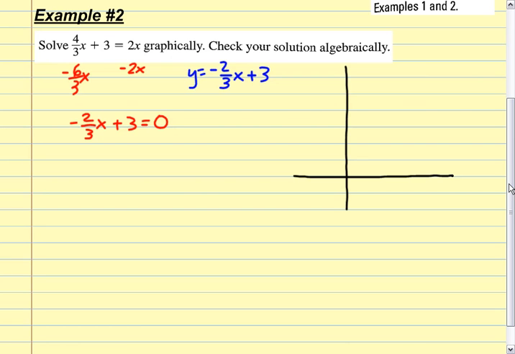So 1, 2, 3, 4, 5, 6. 1, 2, 3, 4, 5. Negative 1, negative 2, negative 1, negative 2. We'll add some more if we need to. Okay, there they are. Now find the y-intercept, which would be 3. So go up 3: 1, 2, 3. Make a mark or a dot. Put a dot right there.